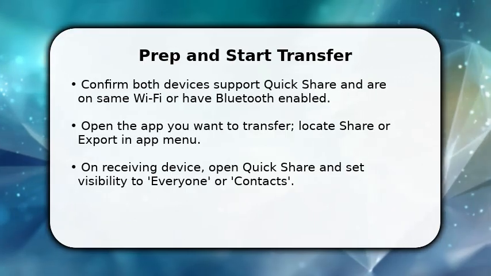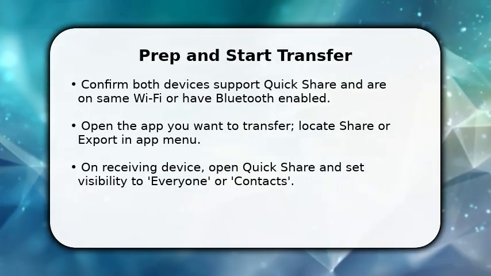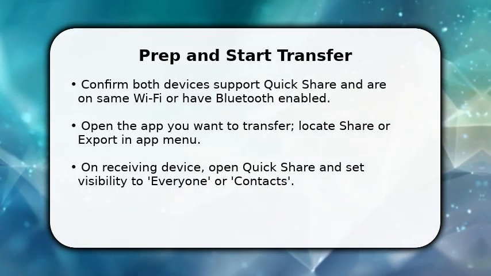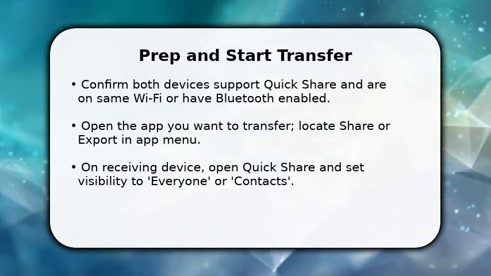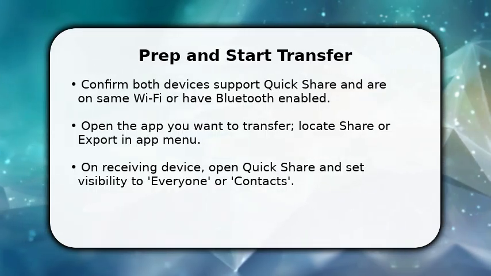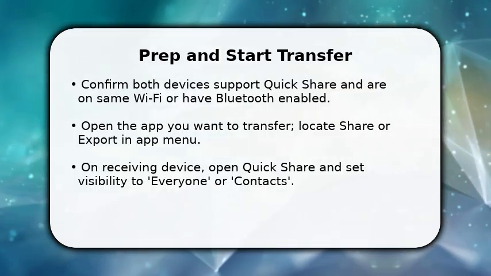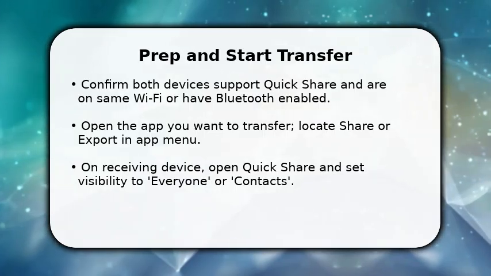You begin by making both devices discoverable and ready. On the sending device, open the app you want to move and choose Share or Export right away. Make sure both devices are on the same Wi-Fi network or have Bluetooth active so discovery works quickly. On the receiving phone, open Quick Share and set visibility to everyone or contacts so the sender can find you.